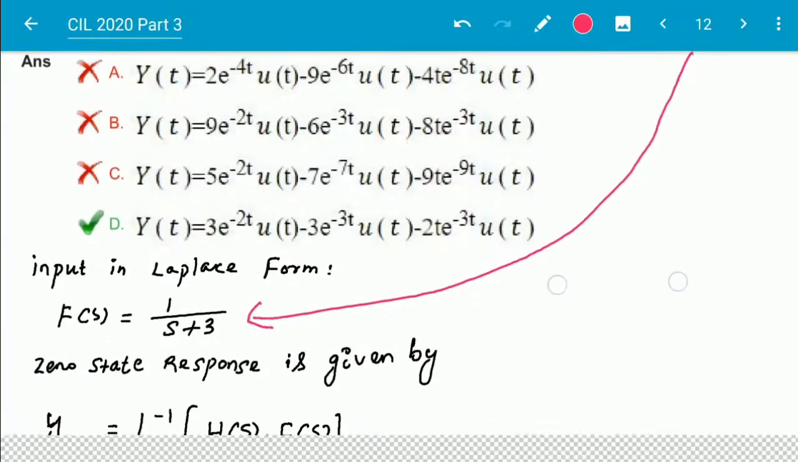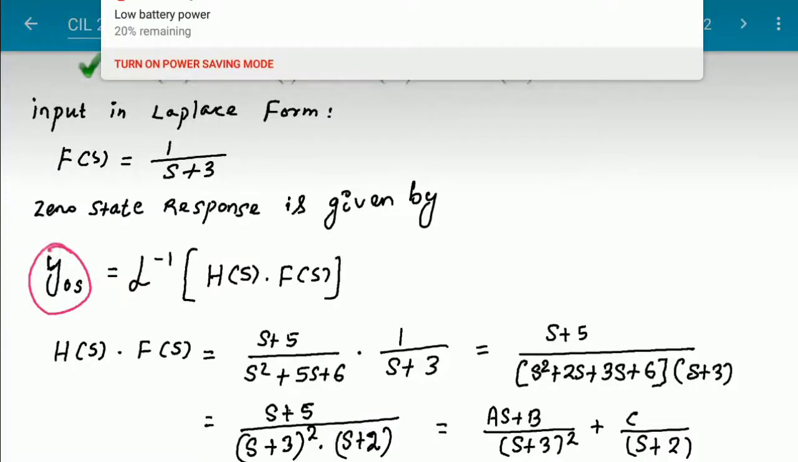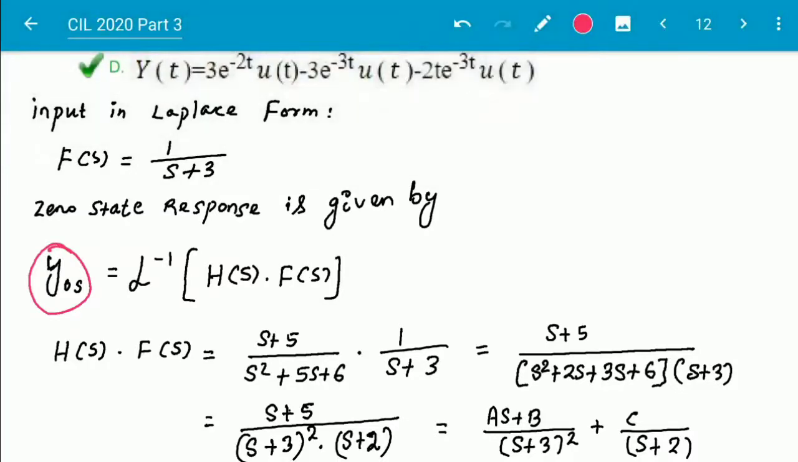And the zero state response in time domain is given by the Laplace inverse of H(s) into F(s). This is the transfer function and this is the input function, both in Laplace transform.